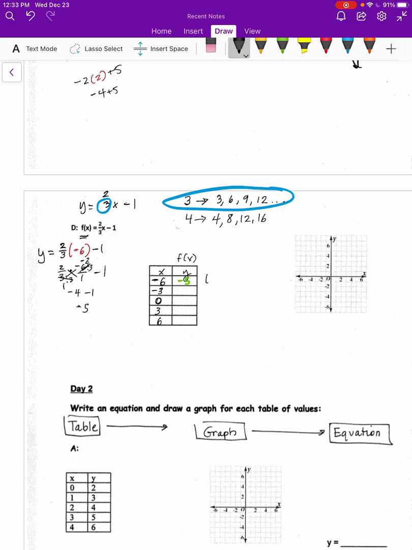So my point is (-6, -5), right down here. Any place, a dot. Okay.